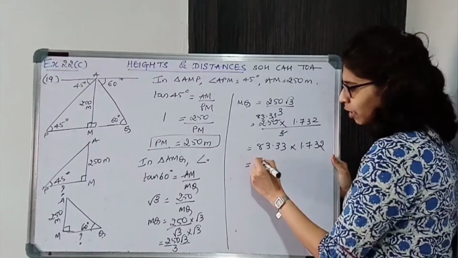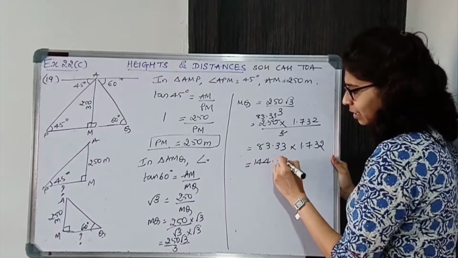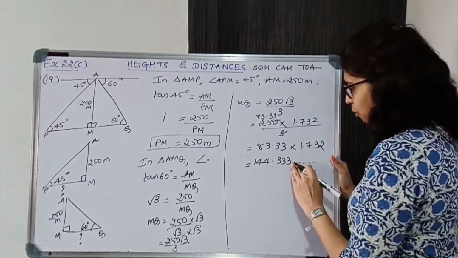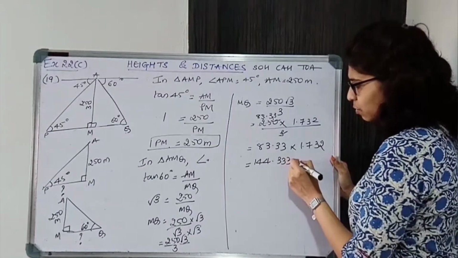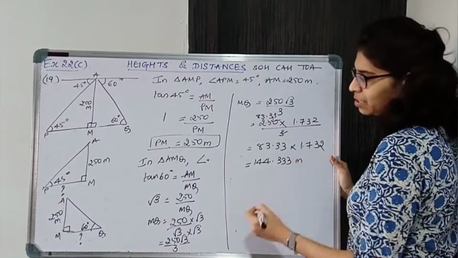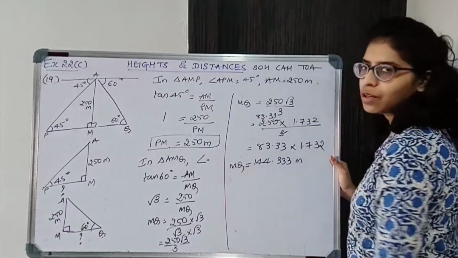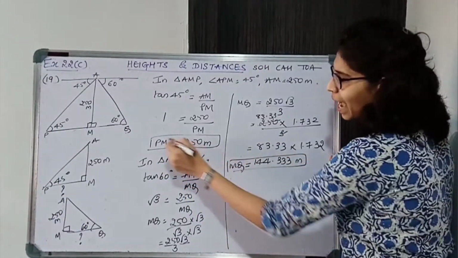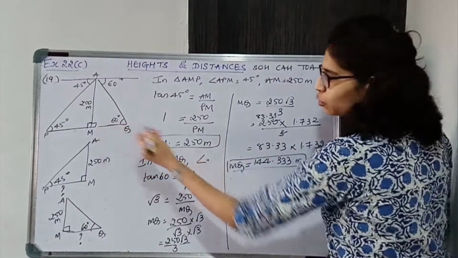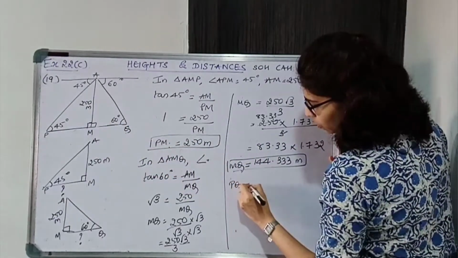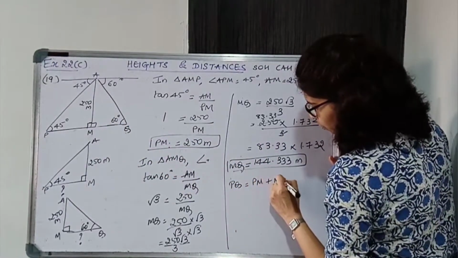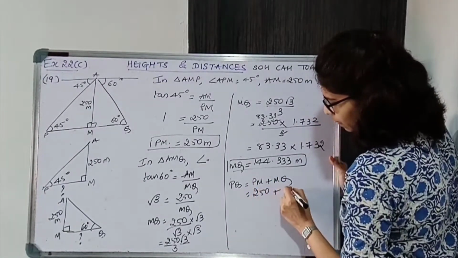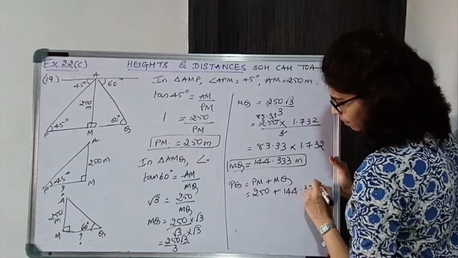This will become 144.333 when you multiply. So we'll just round it off to 3 decimal places, so 144.333 meters will be MQ. Now we found PM, we found MQ, we just need to add these two and we'll get PQ. So PQ is equal to PM plus MQ. PM is 250, MQ is 144.333.